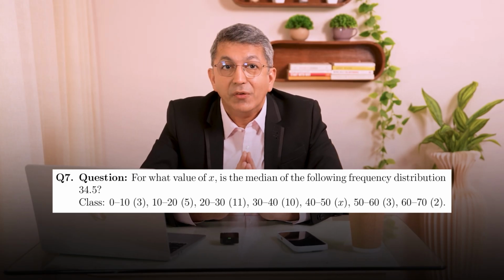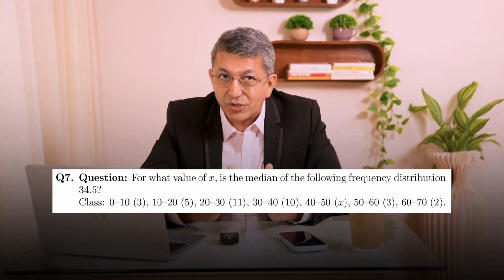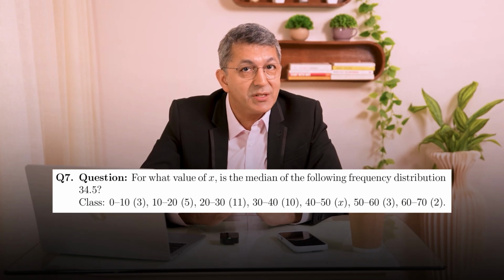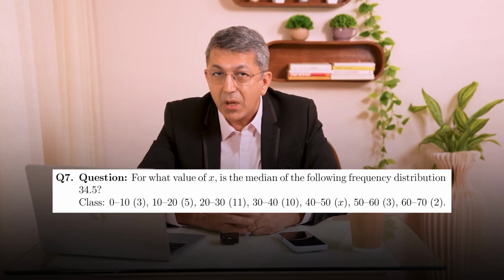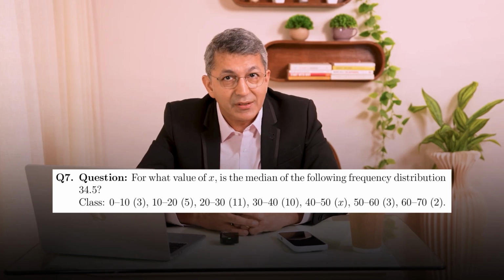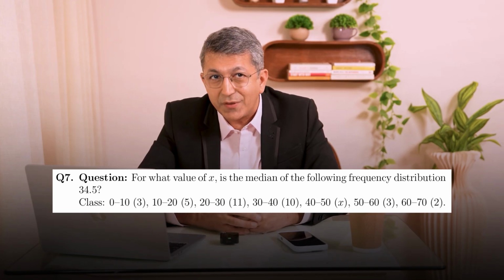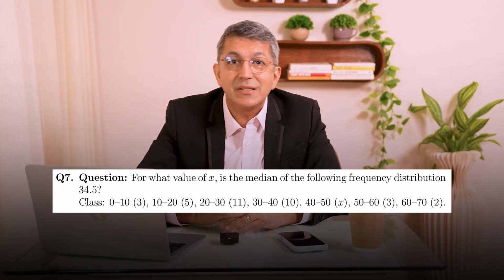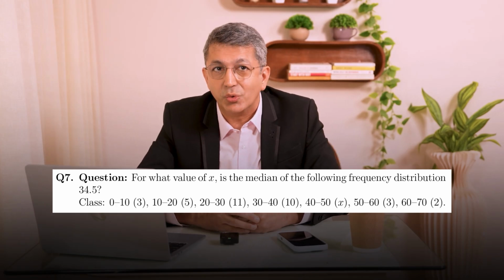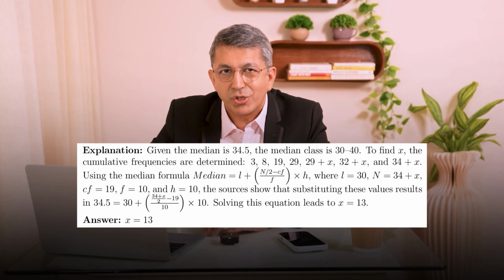Class 0-10 (frequency 3), 10-20 (5), 20-30 (11), 30-40 (10), 40-50 (x), 50-60 (3), 60-70 (2). Concept. Calculating unknown frequencies using the median formula for grouped data. And now for the explanation.